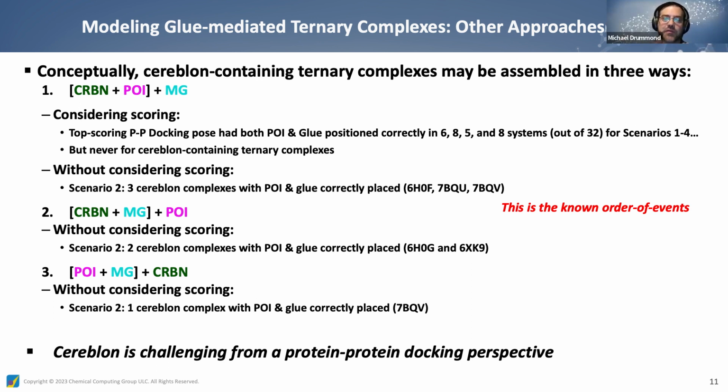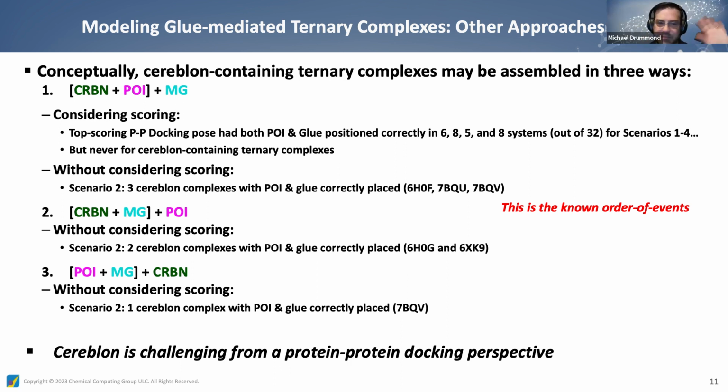Okay, what if we actually take a look at what actually happens in reality? For this, I'm not going to go through the whole 32 test set. I'm just going to really focus on cereblon. What if we take cereblon, we dock the small molecule, that glue, into where it's known to go in cereblon, and we don't have to try too hard here because those glues fit really well in the cereblon pocket. So let's just dock that in there. Take that binary complex and add the protein of interest. This is set up for success right here. This is the known order of events. The cereblon and glue fit together wonderfully.